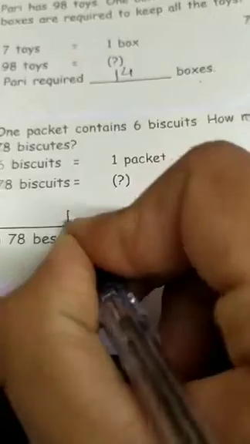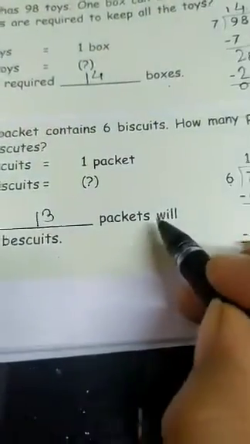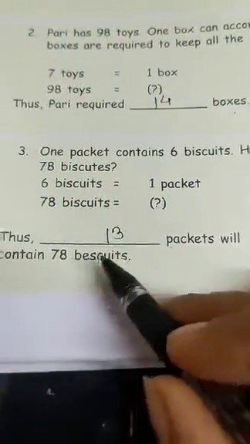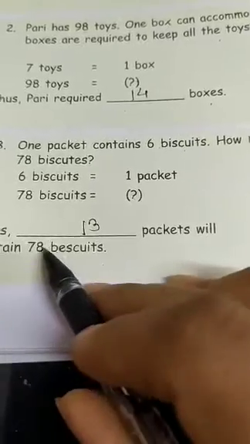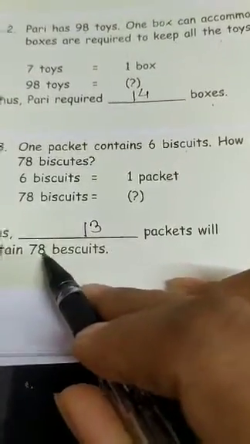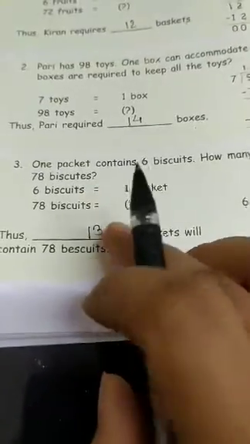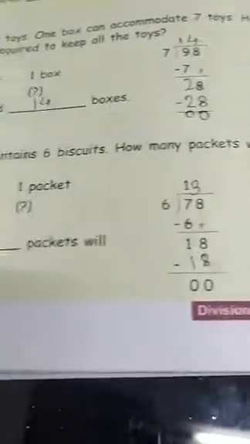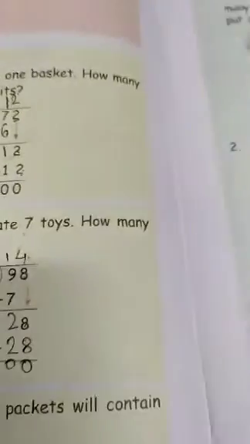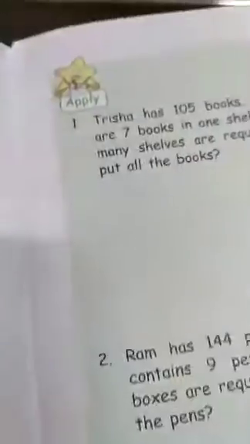So final answer, what you have to write? Thus, 13 packets will contain 78 biscuits. Yes, no? For 78 biscuits, how many packets require? 13 packets. So this is our final answer. Yes, student, I hope you understand this one. All problems are very easy.